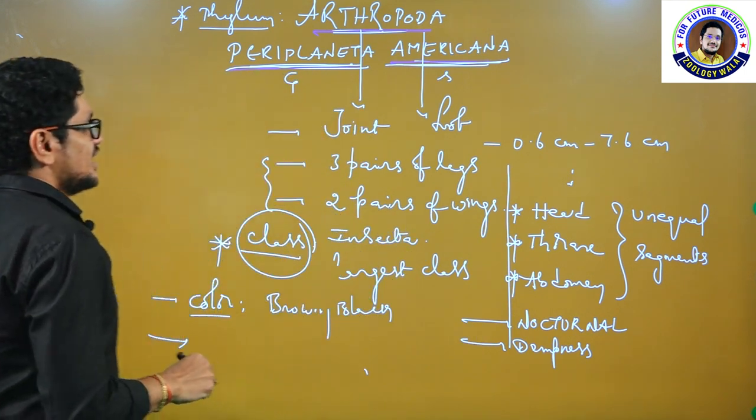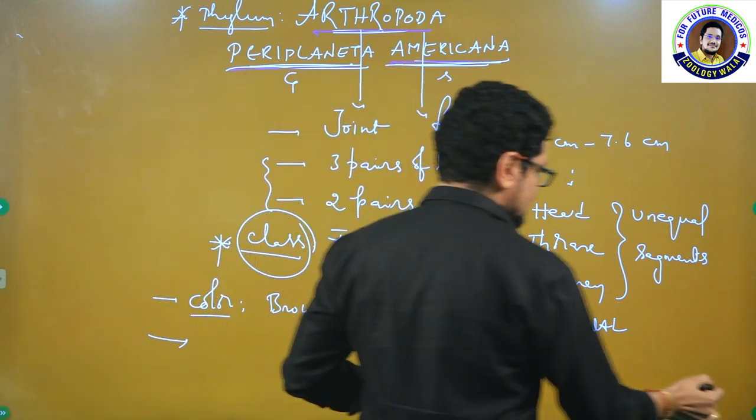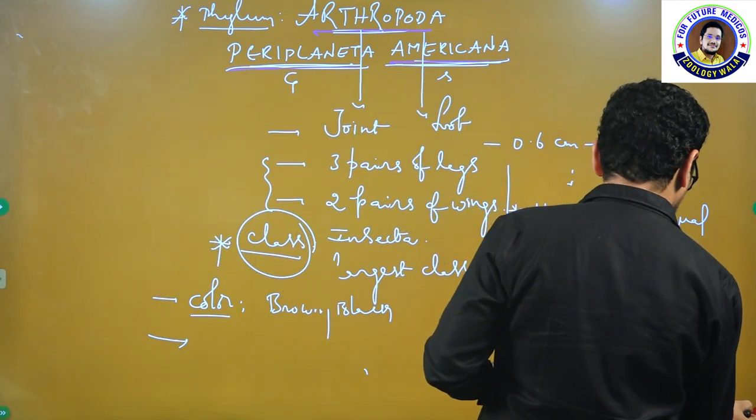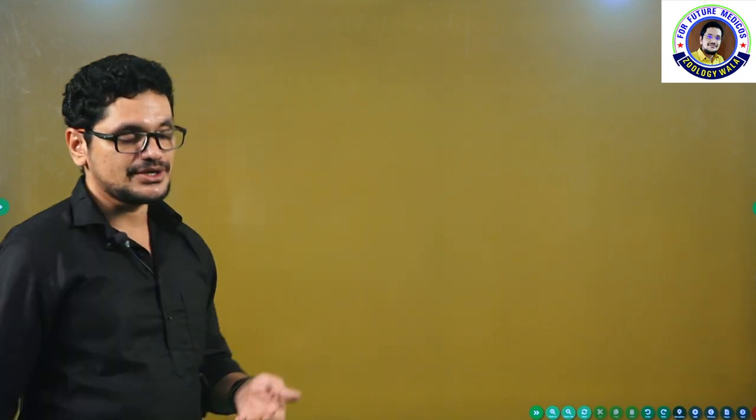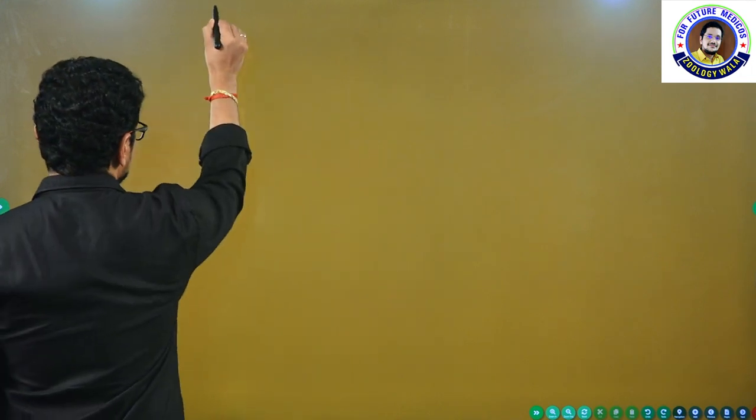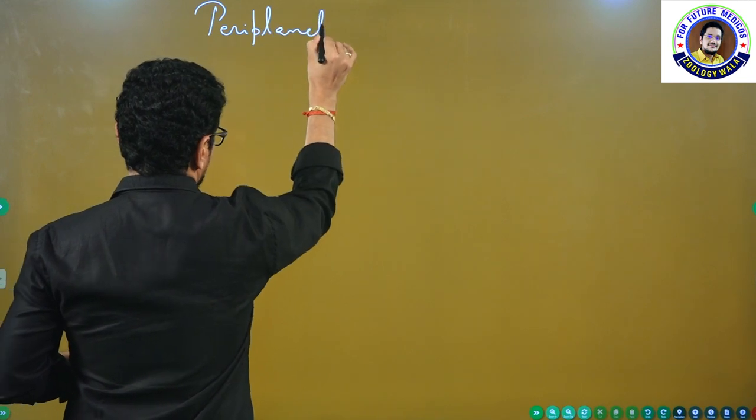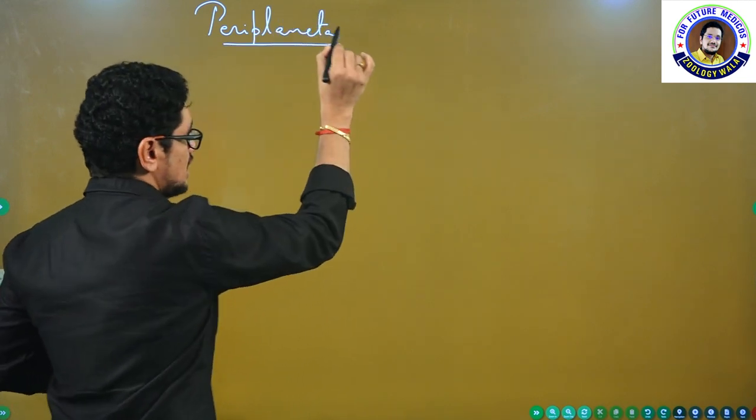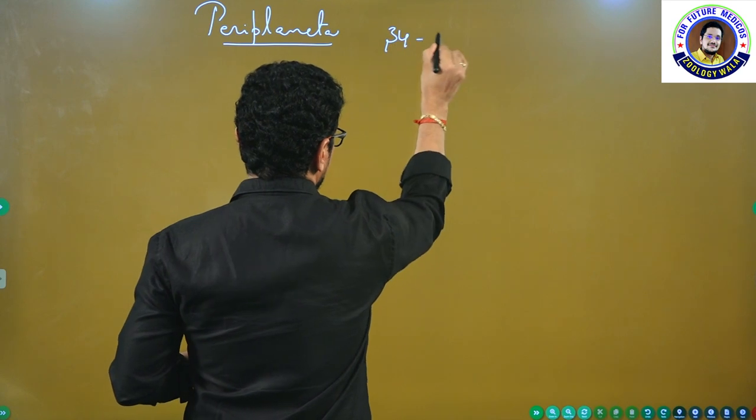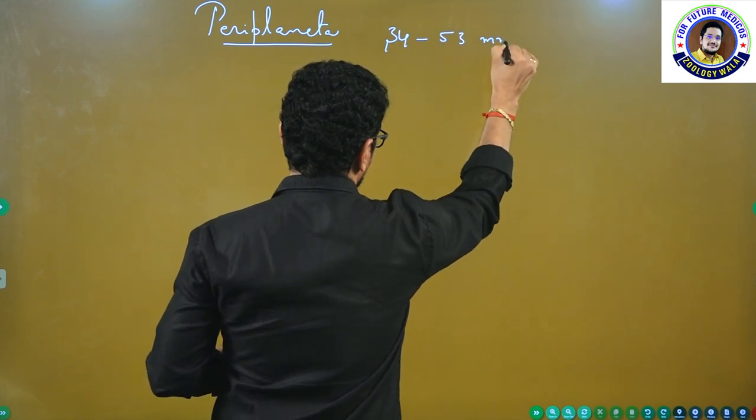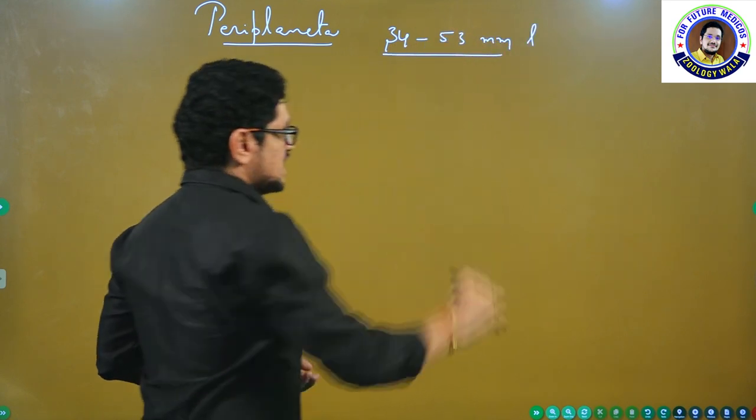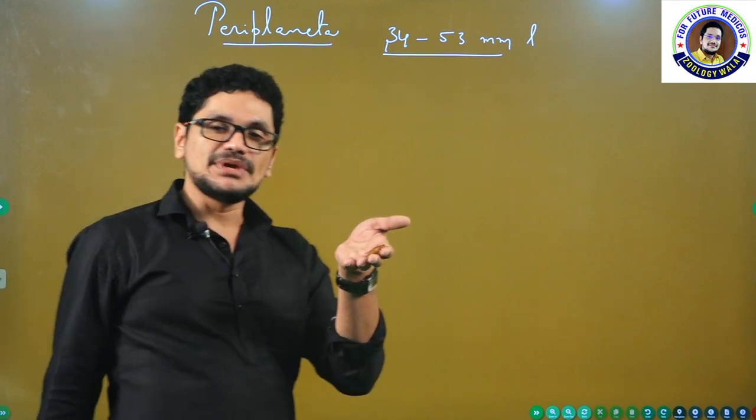Okay, and now let me explain you by taking another slide. And now, as I said, the body is divided into three divisions, isn't it? And generally, as I told you, we are going to talk about Periplaneta. Periplaneta, on an average, 34 to 53 mm length. That is the average length of this Periplaneta americana especially.